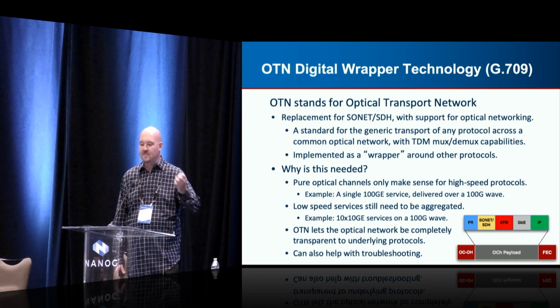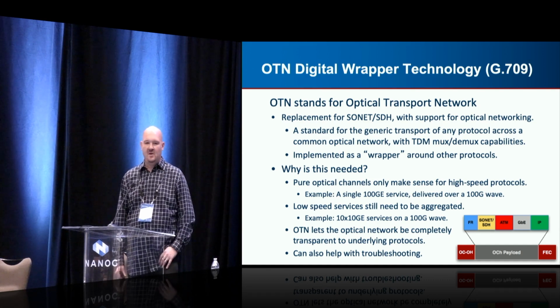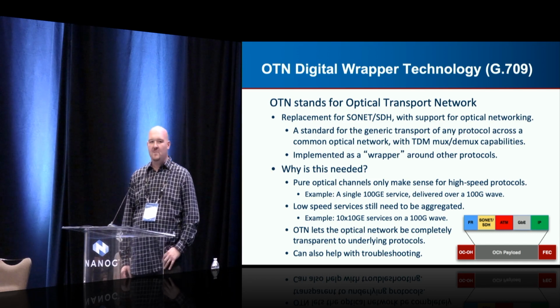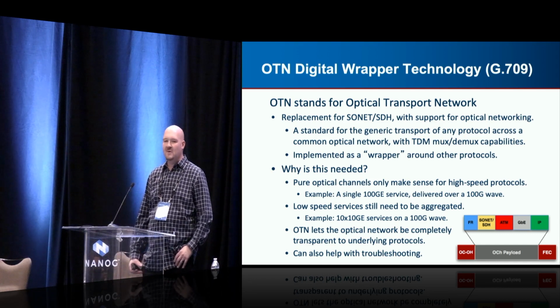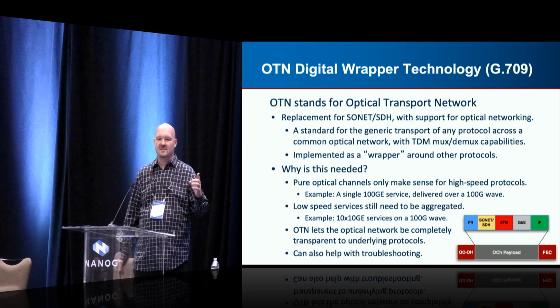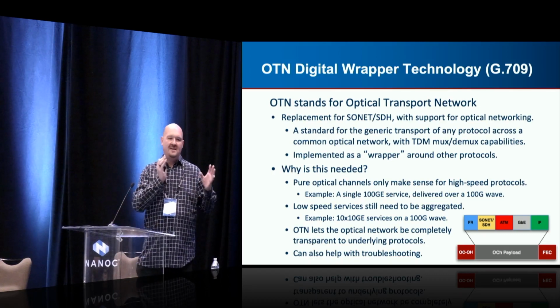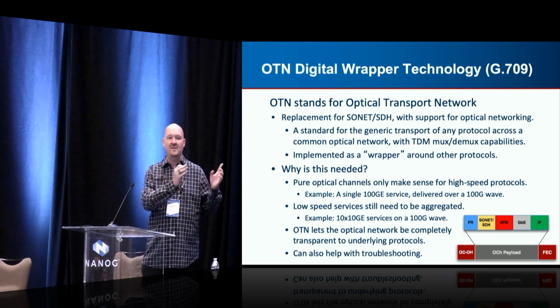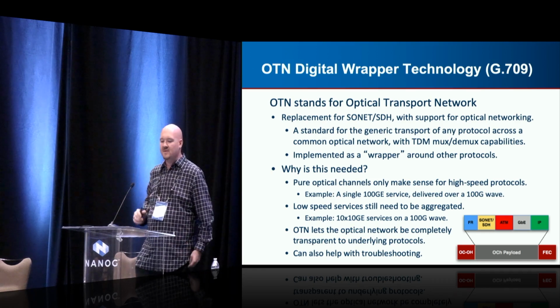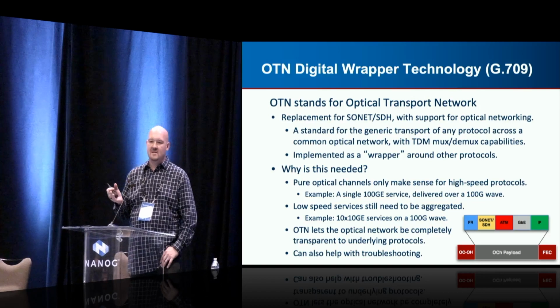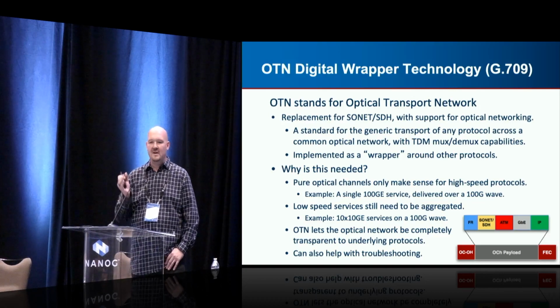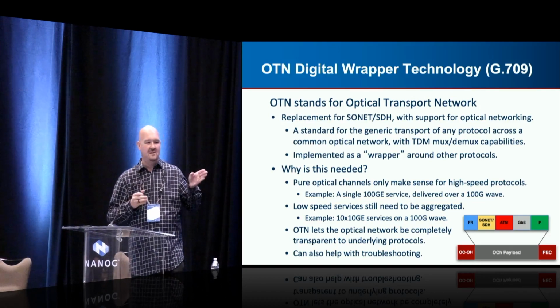Imagine you have a 1 gig signal coming in. You might run 10 1 gig signals across a 10 gig optical carrier. Or a modern version of that might be 10 gig signals or 100 1 gig signals across a single 100 gig optical carrier. OTN is the protocol that lets you individually tell what those things are.